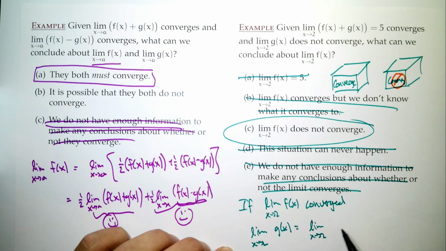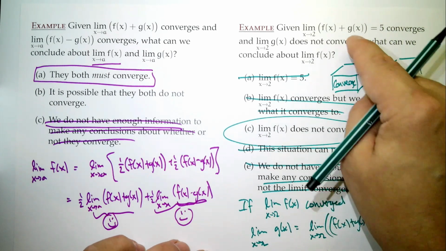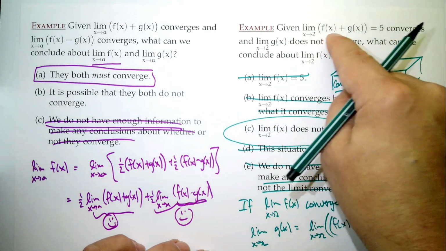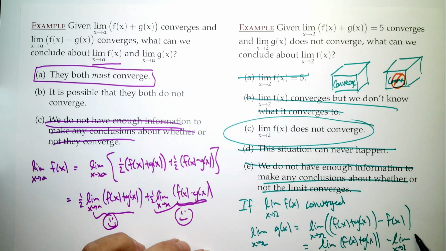That's limit as x goes to 2 of f of x plus g of x minus f of x. In other words, I'm adding and subtracting f of x. But now we have two limits. The first limit converges by our assumption. That's the assumption of the problem. The second one says, well, let's for a second suppose that this f of x converged. And therefore, if our assumption worked out, then I could break it up into two limits which each individually converged. And now I say, perfect, that's a number, therefore the limit would have to converge.